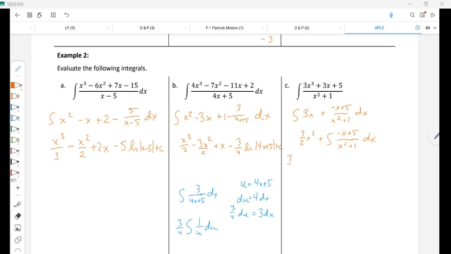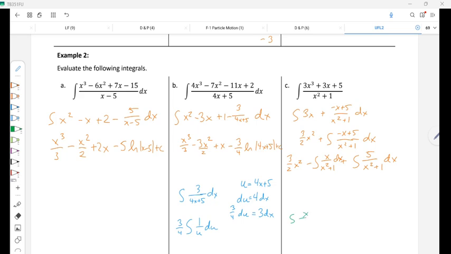This one gives me 3 halves x squared minus the integral of x over x squared plus 1 plus the integral of 5 over x squared plus 1. This is not partial fractions, no. We do need dx on both of them. Yep, dx, dx. And both of those integrals can be done. Let's separately do x over x squared plus 1 down at the bottom here.